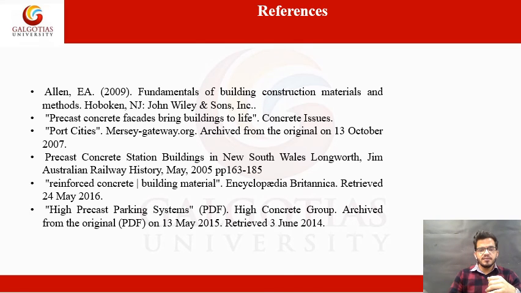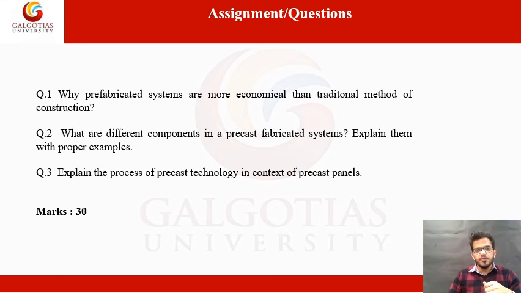Moving forward to this lecture, I have three questions for you in the form of assignments. Why are prefabricated systems more economical than the traditional method of construction? What are the different components in a precast fabricated system? Explain them with proper examples. Explain the process of precast technology in the context of precast panels. So these three questions are your assignments and you have to submit them.